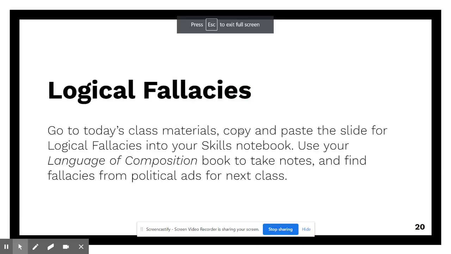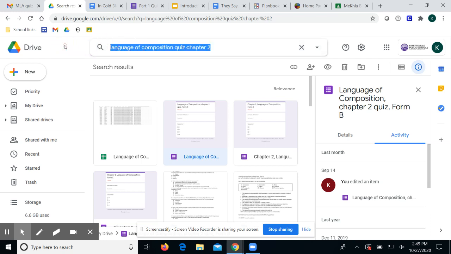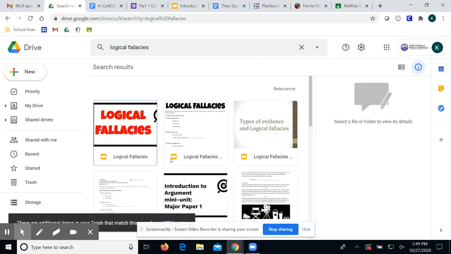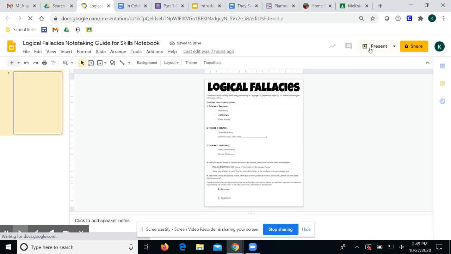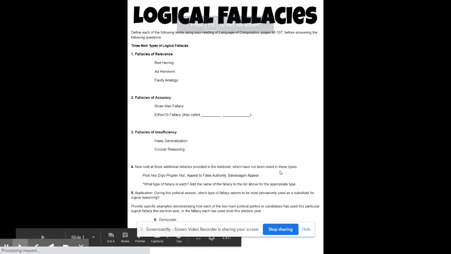Okay, so the last thing that we're going to do today is you're going to go to today's class materials, copy and paste the slide for logical fallacies into your skills notebook. So there is a slide that I've posted. I will pull it up right now so you can see it. Logical fallacies. Okay, so it looks like this, and it has a place for you to take notes on the various fallacies that are in your book.